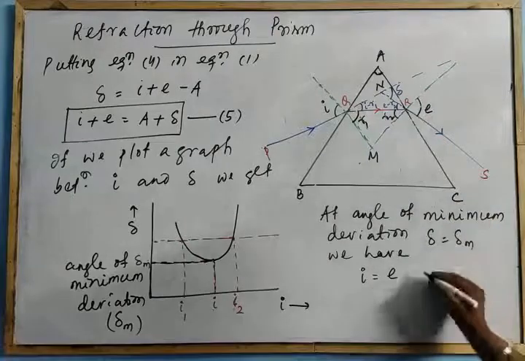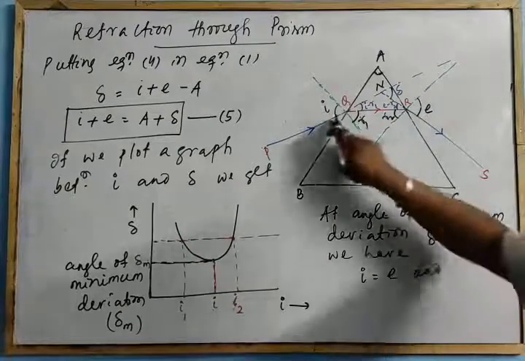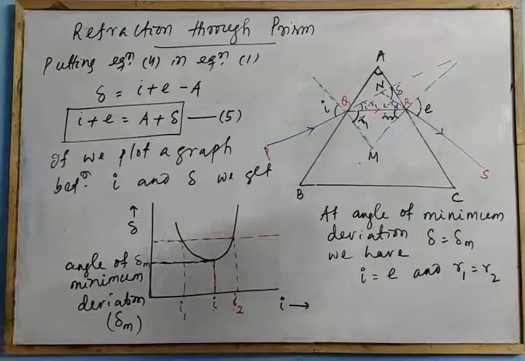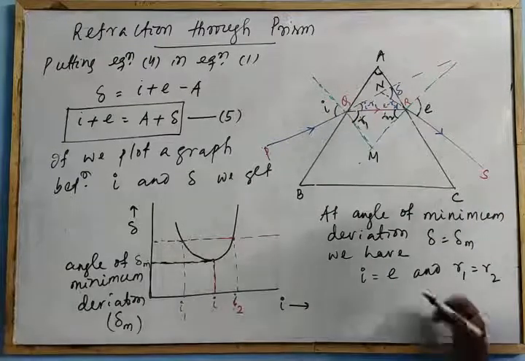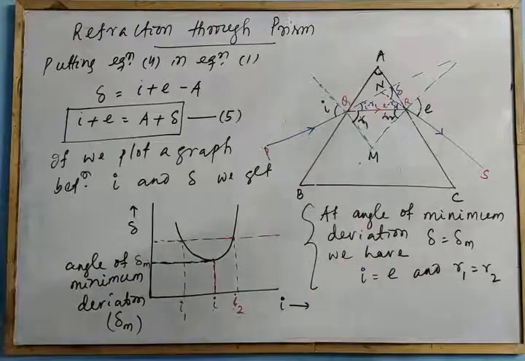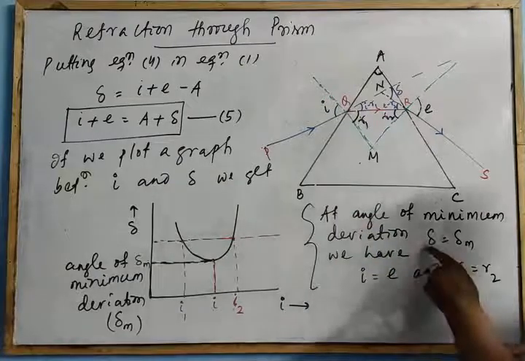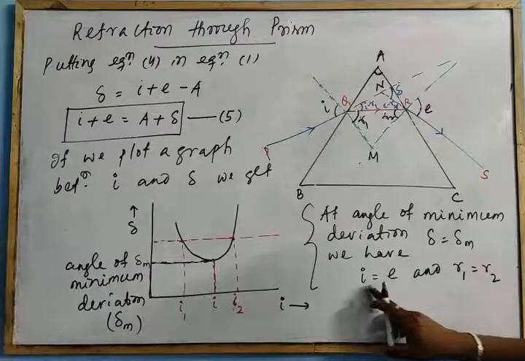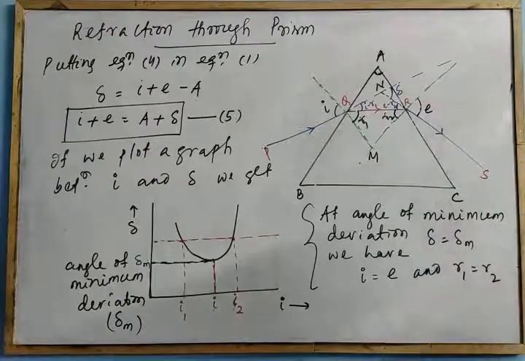If I is equal to E, then what? R1 should be equal to R2. And this is a very, very important concept. At the angle of minimum deviation, delta equal to delta m, we have I is equal to E, angle of incidence equal to angle of emergent, and R1 is equal to R2. Clear? So this is the expression.